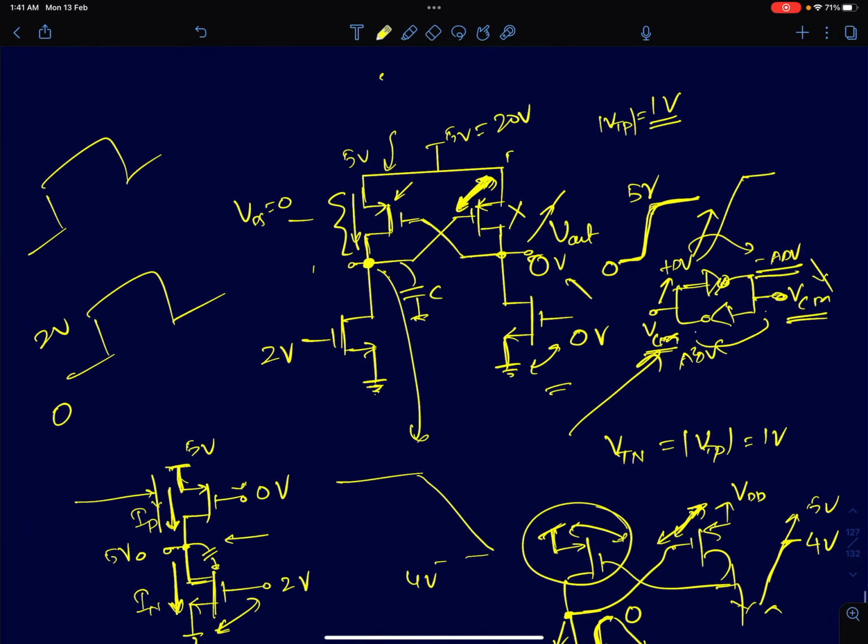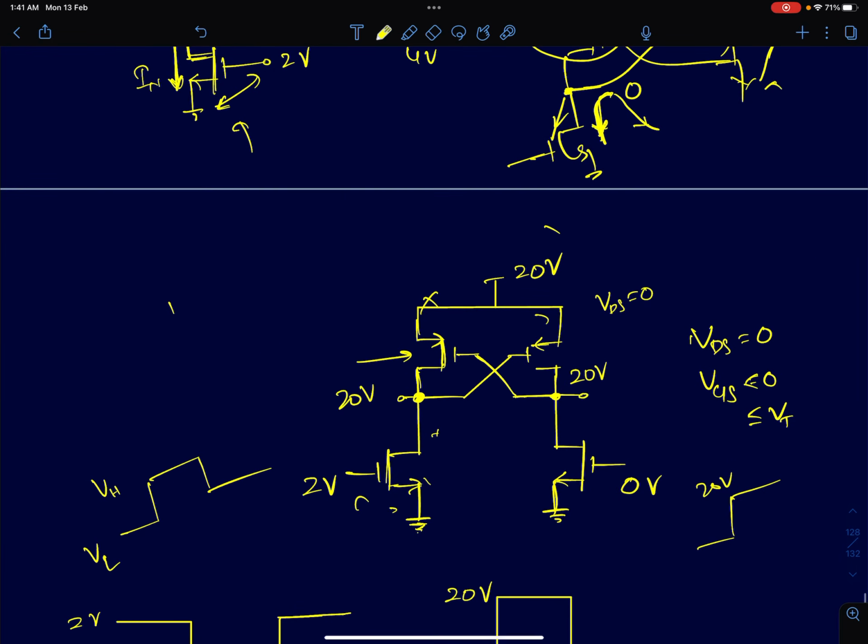So in the steady state, this node voltage comes to 0, and the other node voltage comes to 5 volts. Okay, so that's what I've shown here. The same circuit, I just replace the supply from 5 volts to 20 volts. I'll get the same operation. I just have to size my NMOS stronger and I'll get 20 volts. So I've connected this node at 2 volts, say this node is at 0 volts. Then in the steady state, this will come to 0 and this node will go to 20 volts.